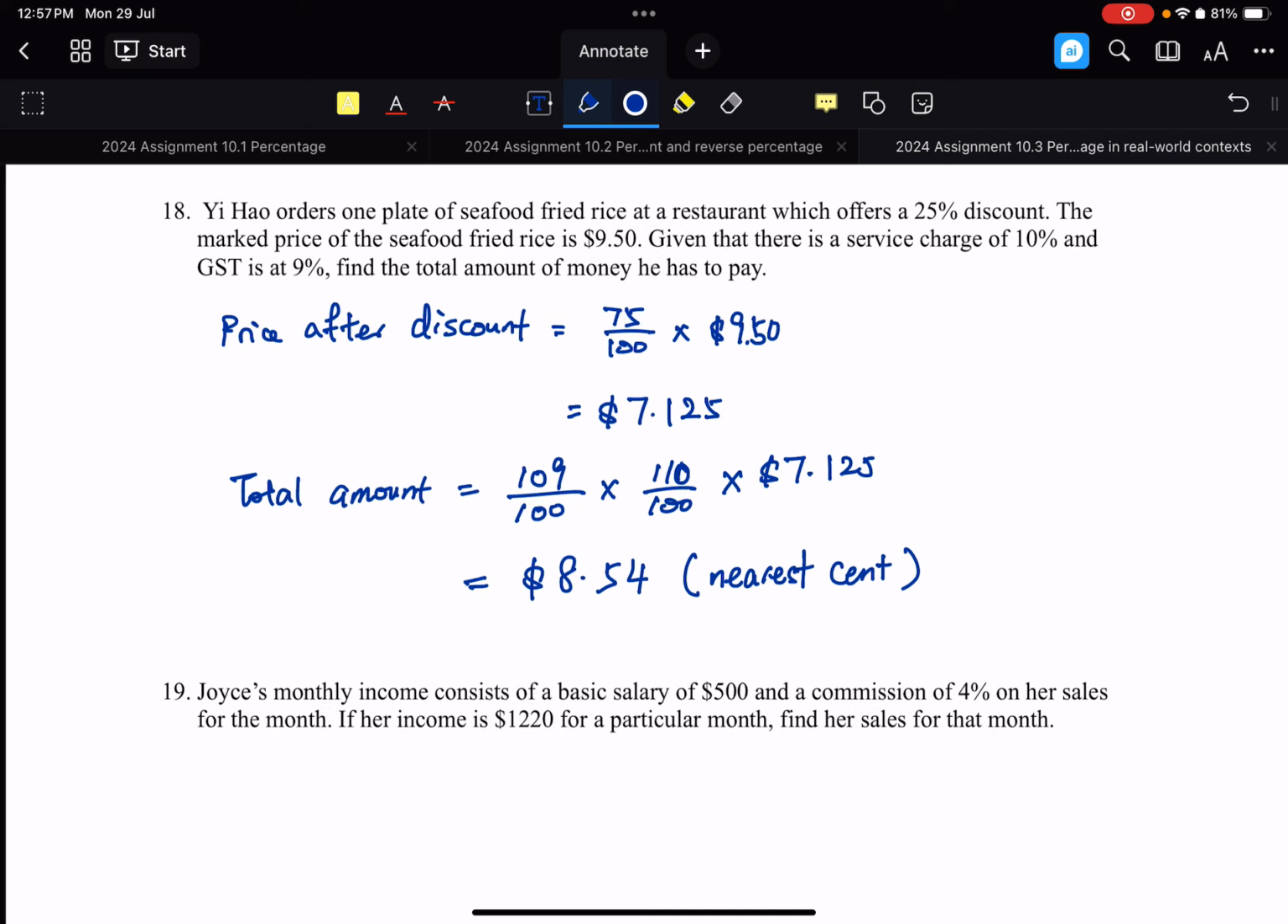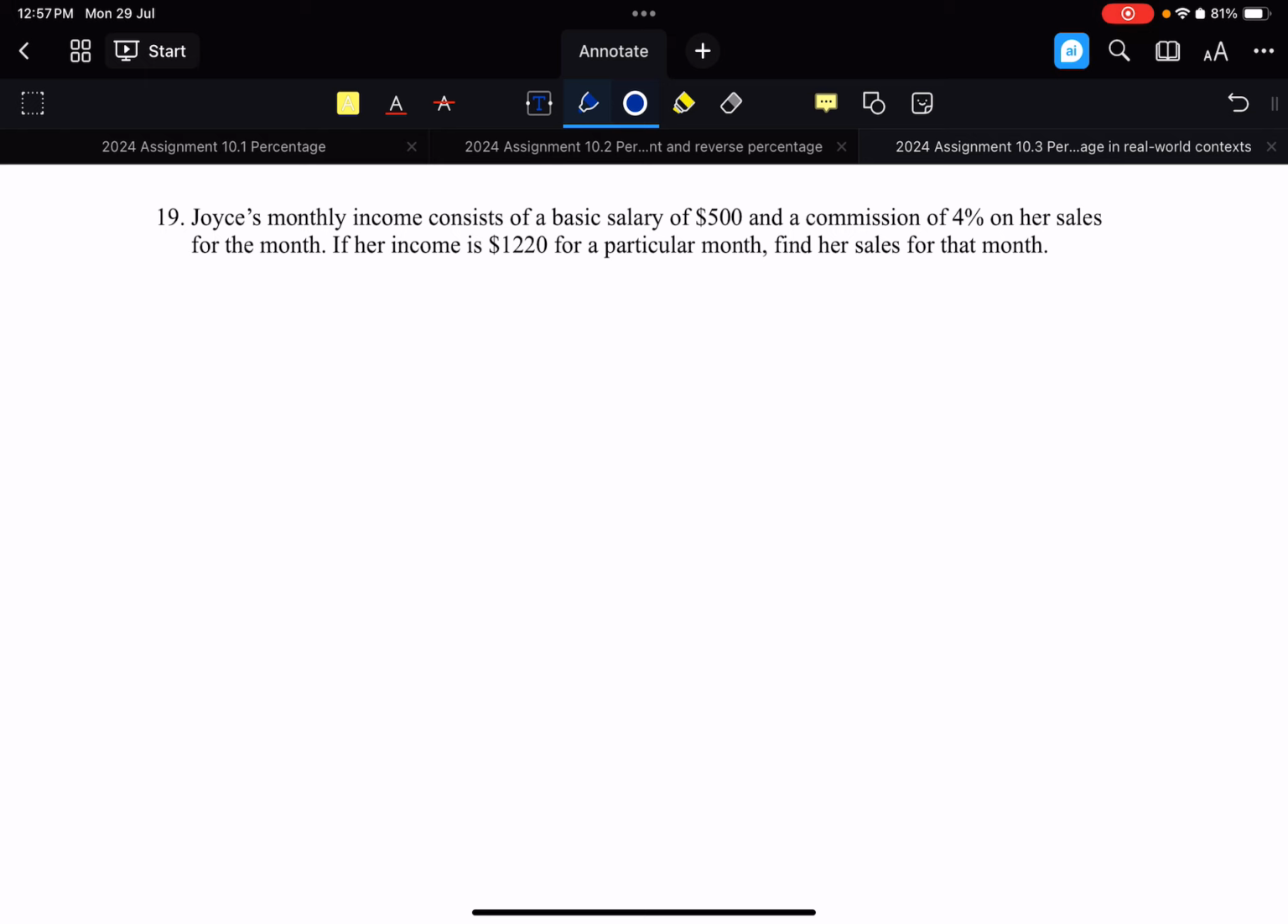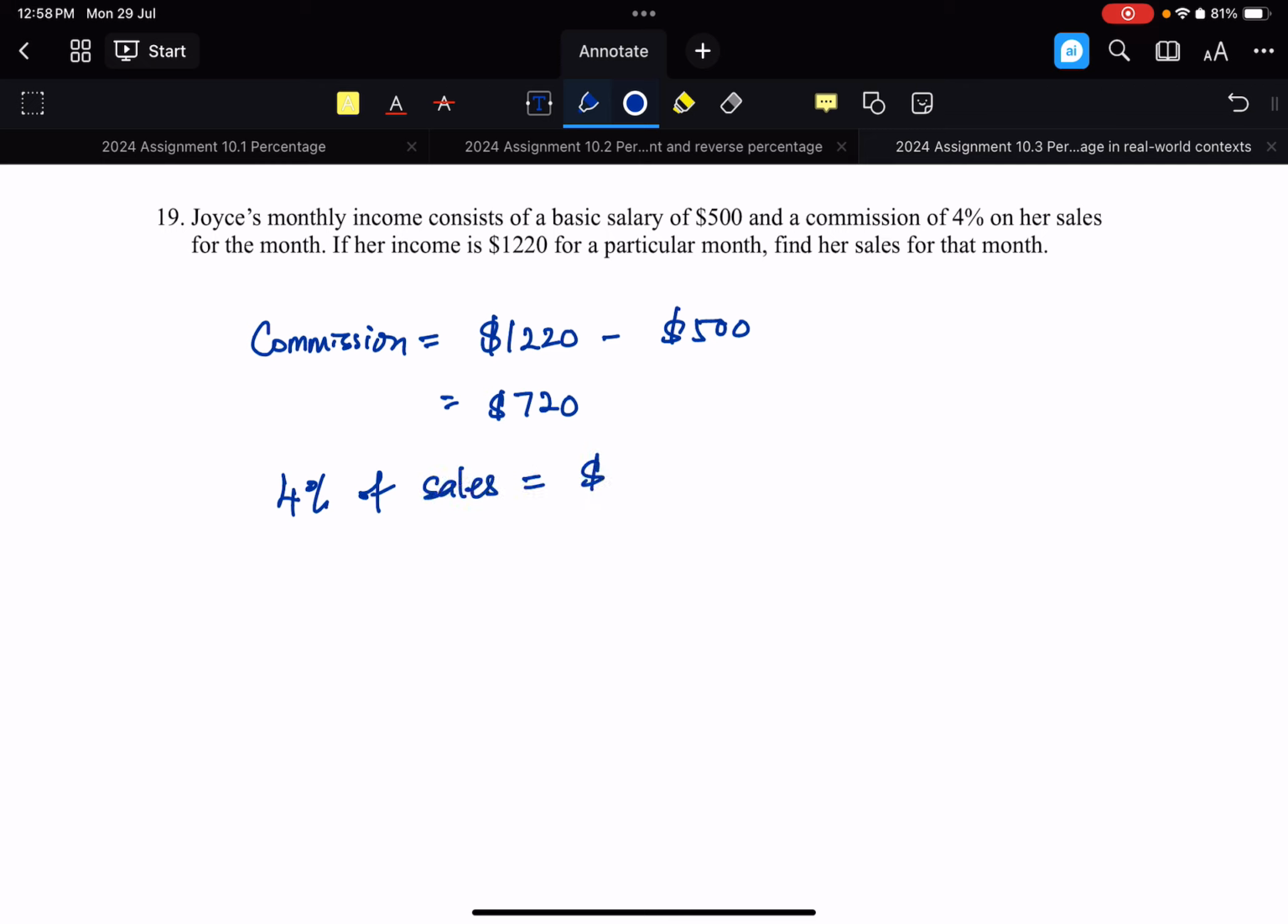Right. Next one. Joyce's monthly income consists of a basic salary of $500 and a commission of 4% on her sales. If her income is $1,220 for a particular month, find her sales for the month. Okay? So first we need to figure out what is the commission that she received, right? So commission will be the total income minus the basic salary, which gives us $720. Okay, so this is a commission, and this is actually 4%, right? So 4% of sales is 720. Therefore, the sales will be 100 over 4 times 720, right? So that works out to be $18,000.